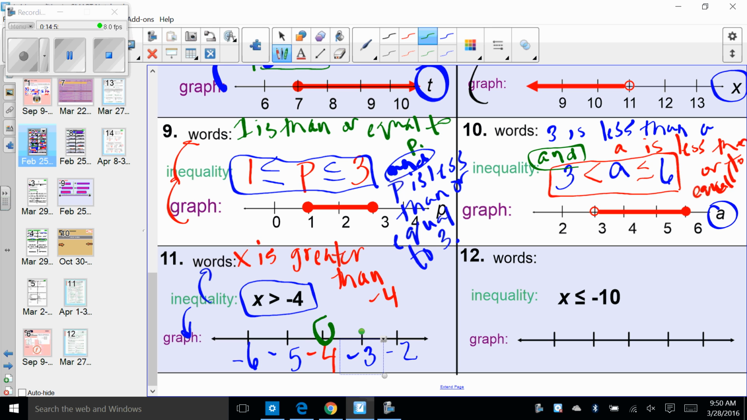Open circle at -4 because we're not including -4. We're looking for all the things greater than or better than -4. So we're going to shade right, and we're going to lock that into infinity with a giant arrow there. So we have open circle at -4 shading right to infinity.